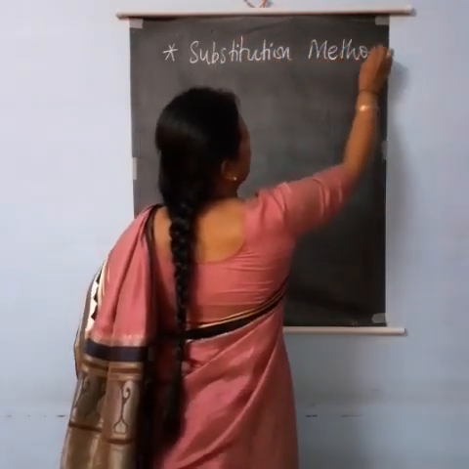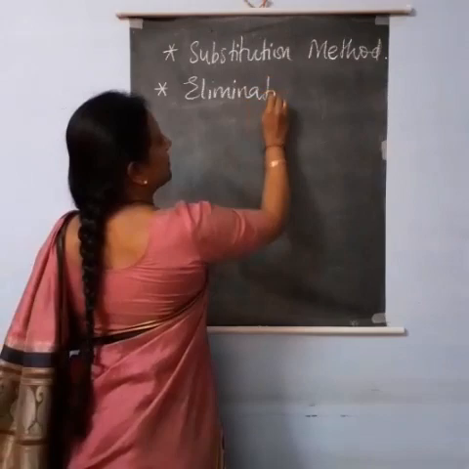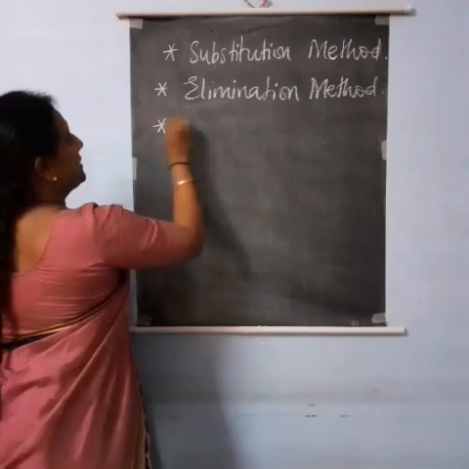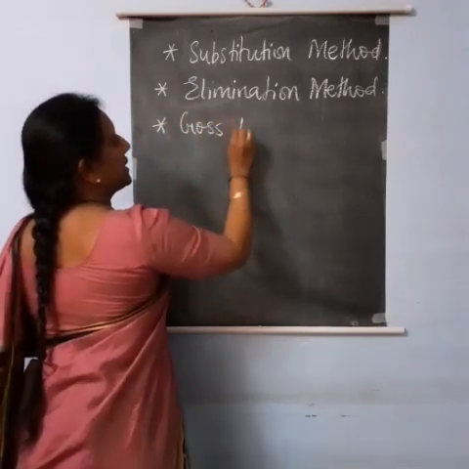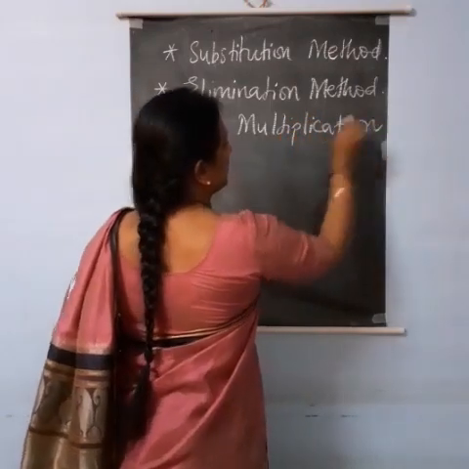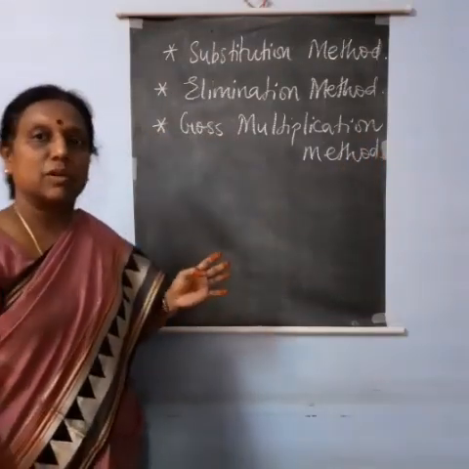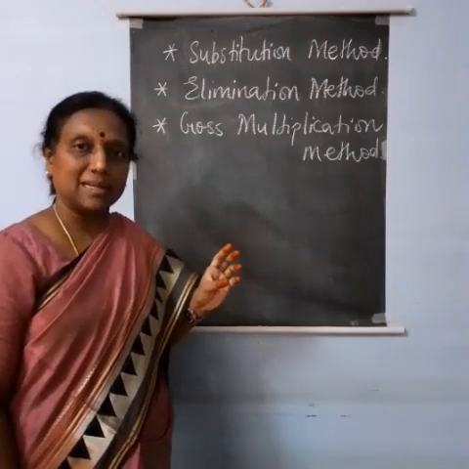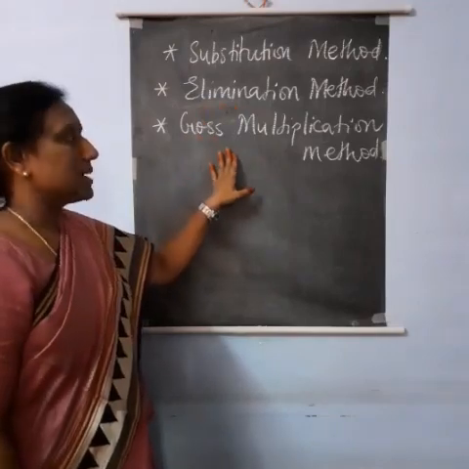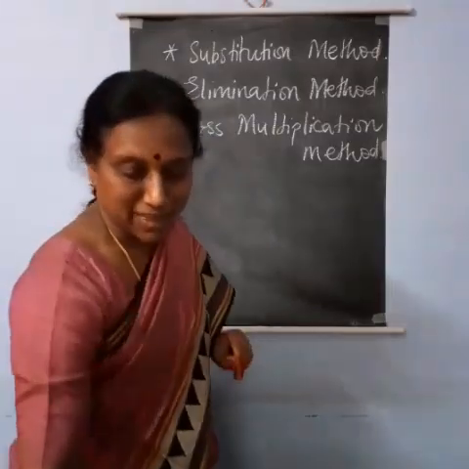Then the second method is known as elimination method. And the third method is known as cross multiplication method. Okay. Now, the three methods of solving a pair of linear equations algebraically are substitution method, elimination method, and cross multiplication method. So, today we will discuss the substitution method.